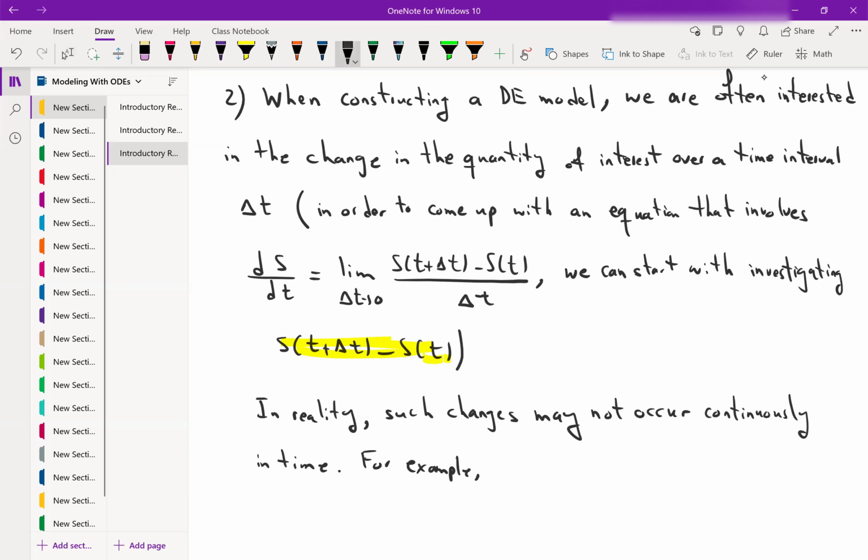For example, consider a scenario where a bank adds $1 to your deposit per day.